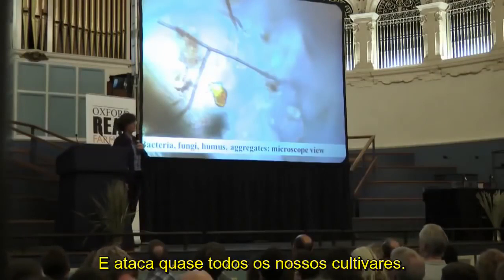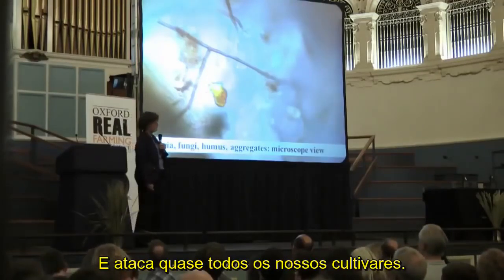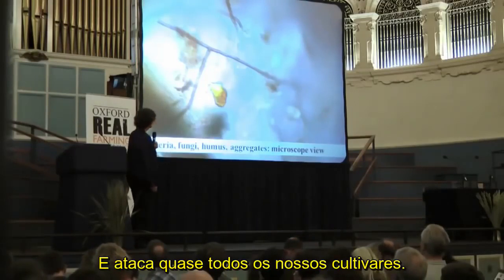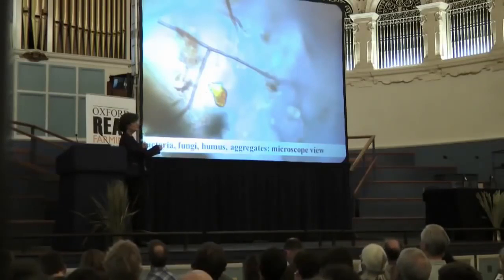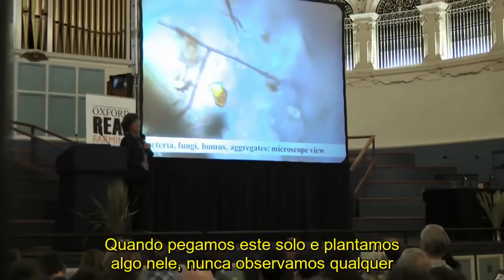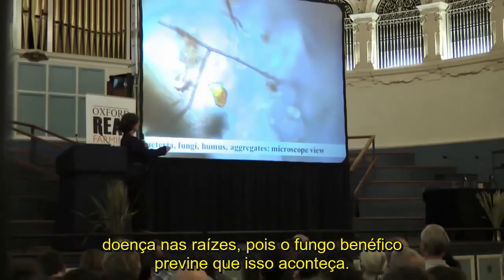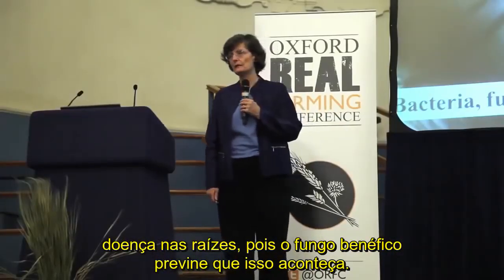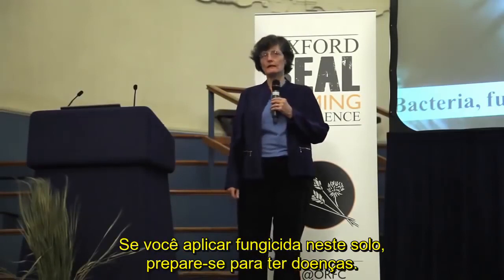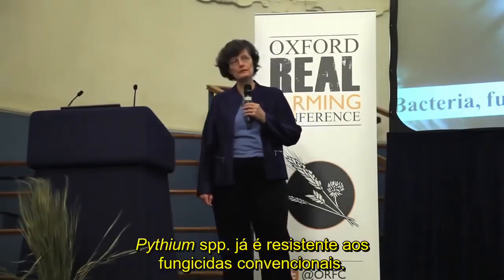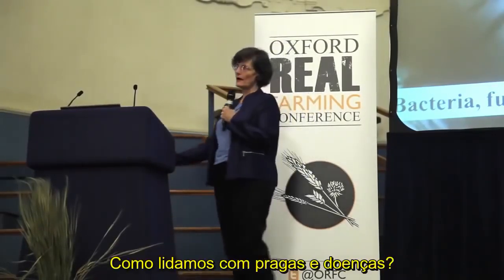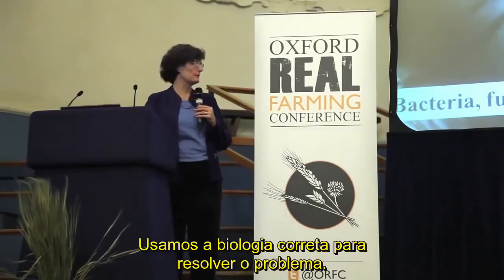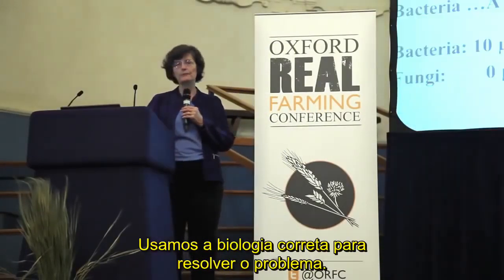And almost any of our vegetables, any of our row crops will suffer damage if Pythium gets growing in their root system. How do you prevent that Pythium from causing a problem? You have to have the good guy fungi. When we take this soil and we plant anything in it, we never see any disease problems in the root system because the beneficial fungi prevent that from happening. Apply a fungicide to this soil and you are going to have disease because the Pythium is already resistant to the fungicides that we have. So how do you deal with diseases and pests? You put the proper biology in here to deal with that problem.